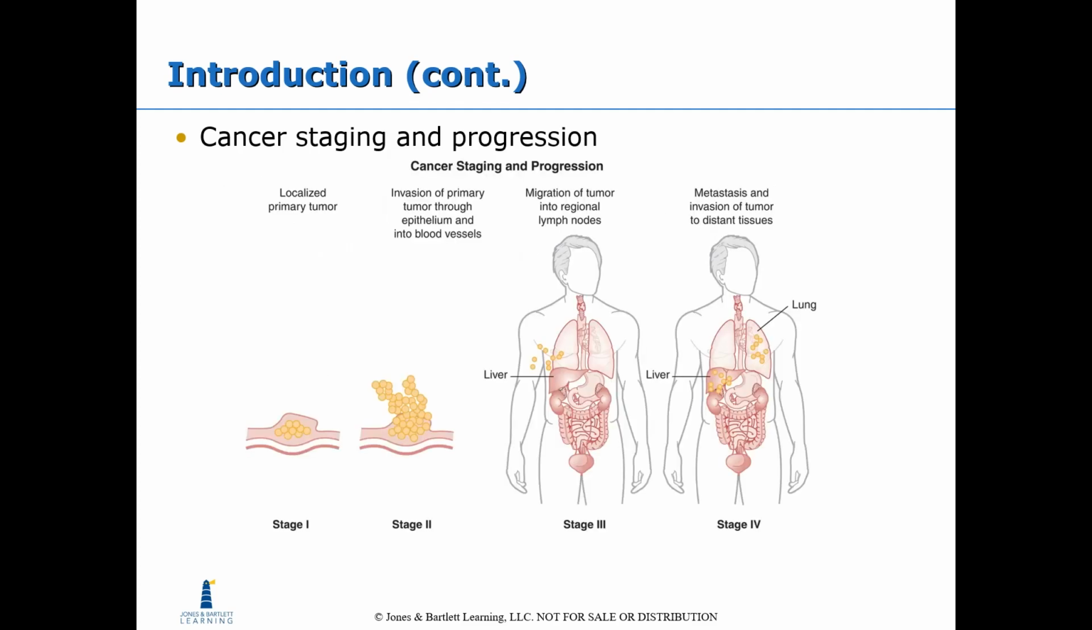This is a diagram showing cancer staging and progression. So we start with a localized or primary tumor. Then we have the invasion of the primary tumor through the epithelium and then into blood vessels or sometimes into the lymphatic system. Then we have the migration of the tumor into regional lymph nodes and metastasis and invasion of the tumor to distant tissues.